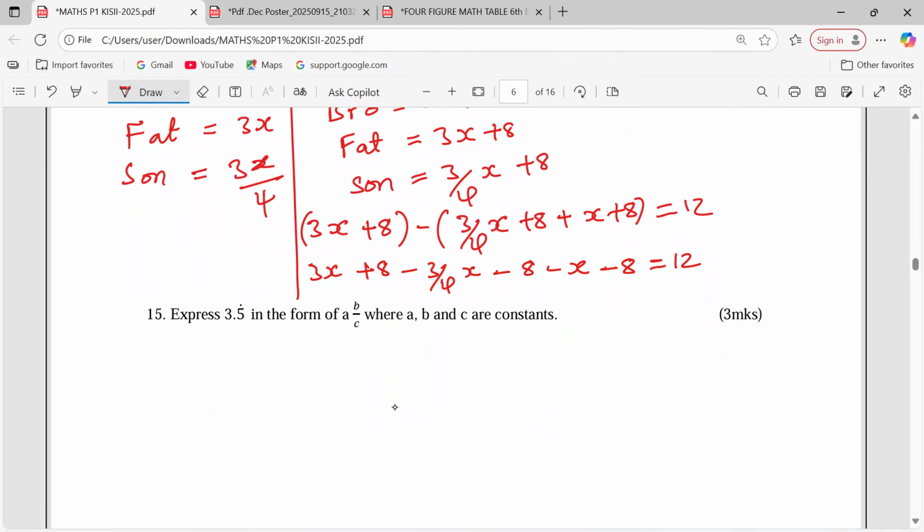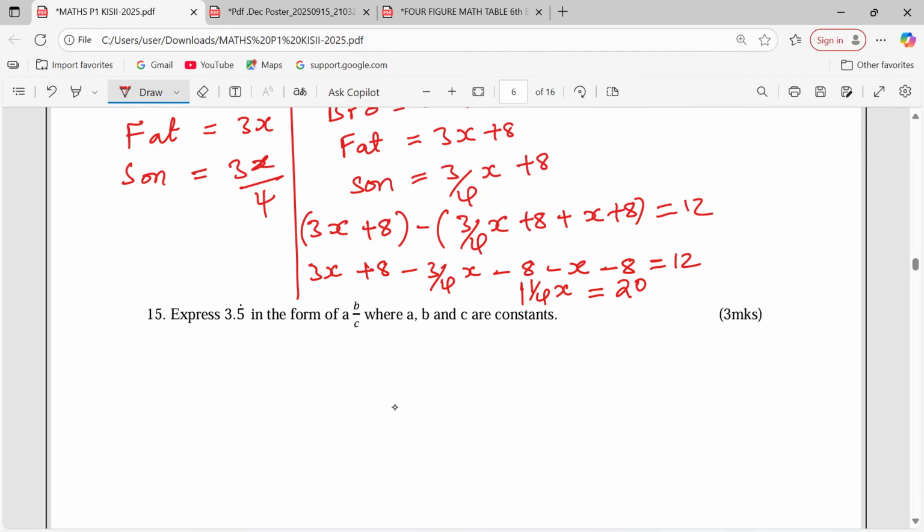So now we can group terms and simplify. 3 minus 3/4 minus again 1 gives us 1.25x. This is equal to 12 on the right. So we add 8, we add again 8, and we subtract 8, to give us 20.